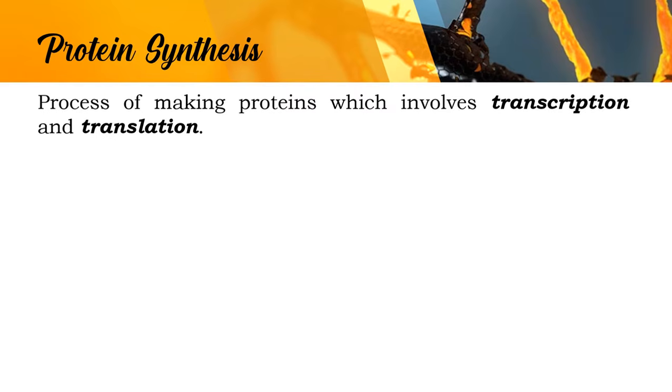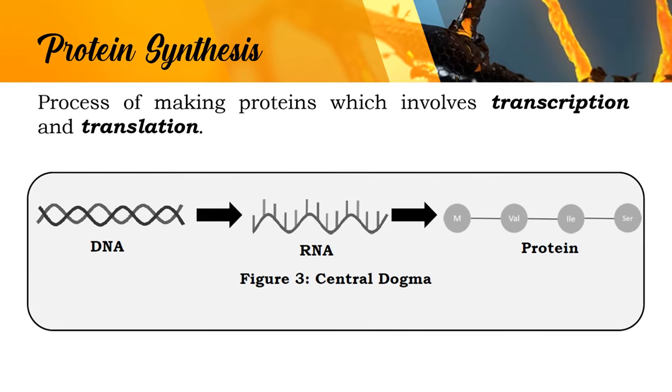Let us have the protein synthesis. It is the process of making proteins which involves transcription and translation. Ito ang proseso kung saan nakagagawa ang ating cell ng protein sa dalawang pamamaraan, ang transcription at translation. Figure 3 depicts central dogma. It explains the flow of genetic information from DNA to RNA to make a protein.